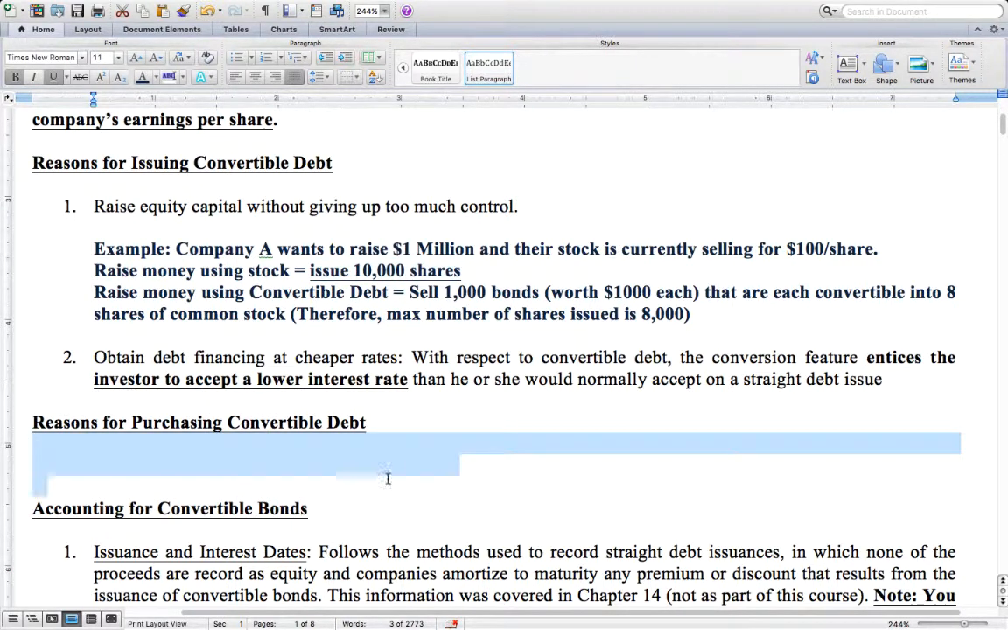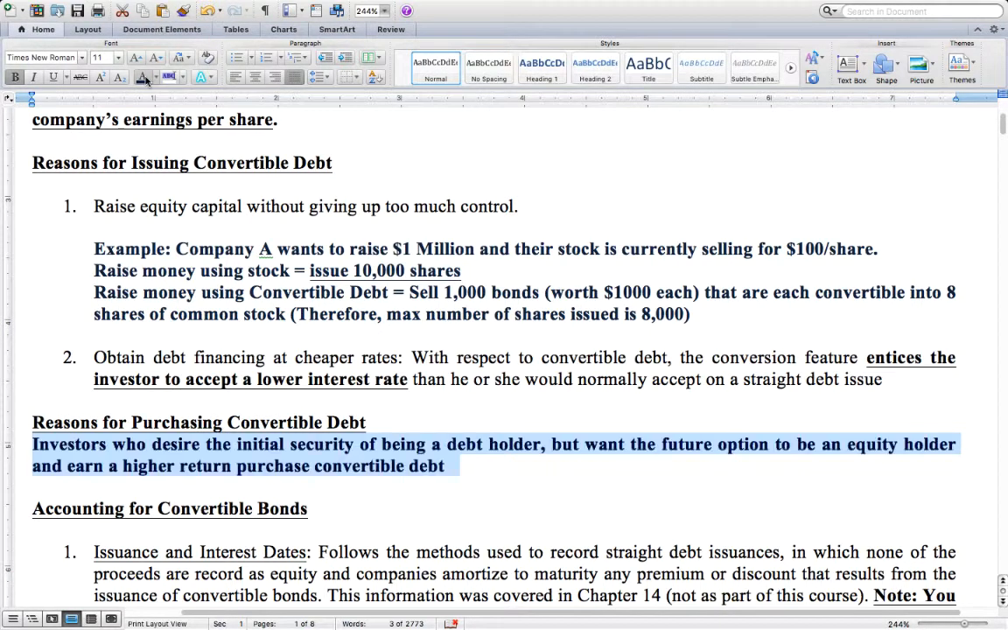Reasons why you would want to purchase convertible debt. So this is not from the mindset of the company, but the mindset of the investors who would be looking to purchase this debt. And the primary reason, I think, is that you get the initial security of being a debt holder, followed by the future option to be an equity holder and earn a higher return than on the debt.